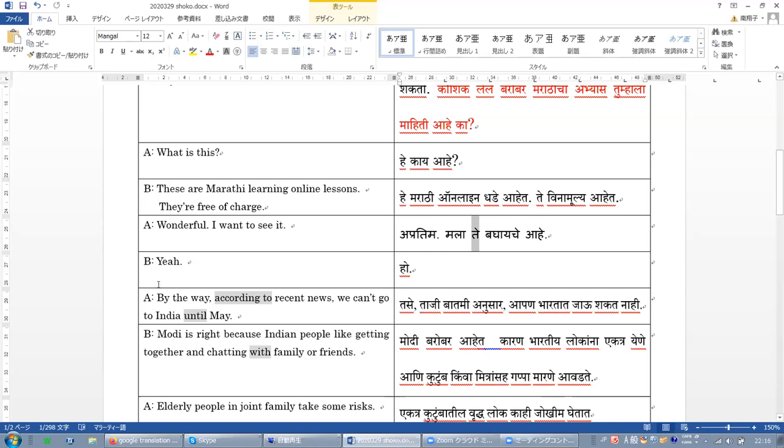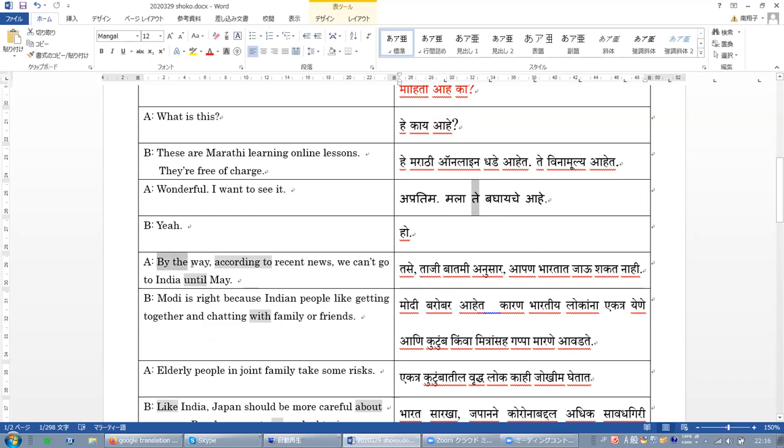By the way, I couldn't find this word. We often use this phrase, by the way, in English. But is there any particular phrase that means by the way in Marathi? No, there is no one-to-one. You can keep by the way as it is for now. Tase is not good, you can remove tase. Keep by the way as it is in Marathi also. Okay.